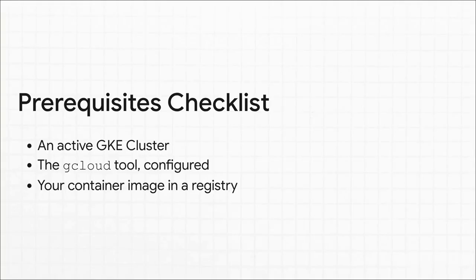It's actually pretty simple. First, you need an active GKE cluster. That's the new world where our app is going to live. Second, you need the gcloud command line tool. Think of this as your magic wand for talking to Google Cloud. And finally, you need your container image, tucked away safely in a registry, like Artifact Registry. That's how GKE knows where to go to find our app.